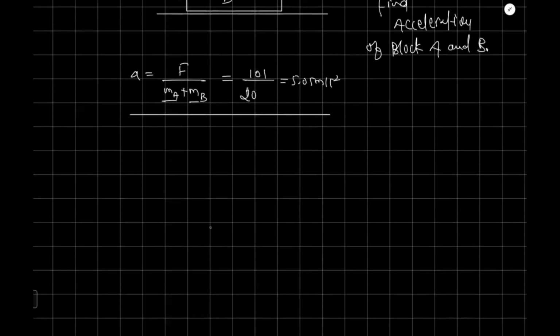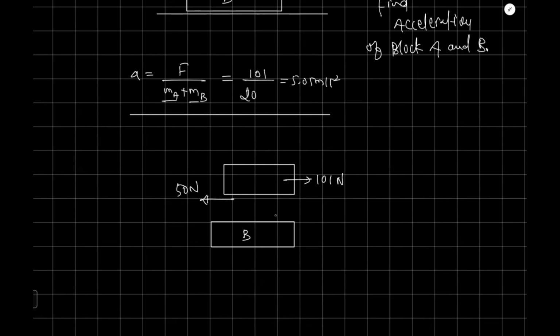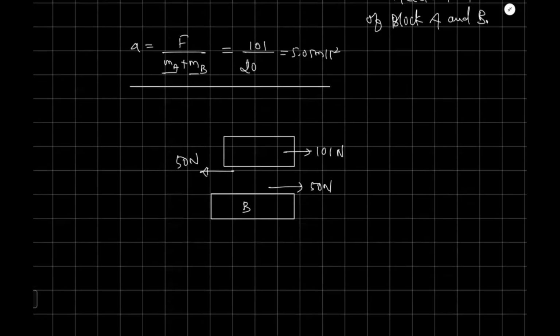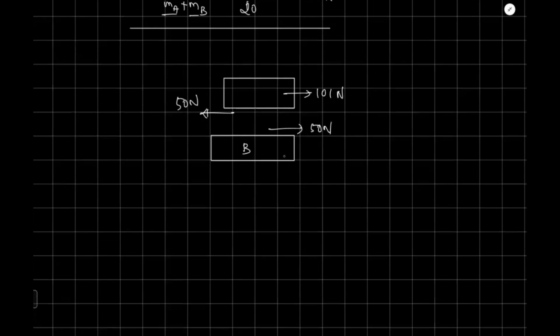If you see block B and block A also, the force acting on this one is 101 Newton, the maximum friction that can act on this one is 50 Newton backward, and on this block it is 50 Newton forward. So to find the acceleration of A: F net, that is 101 minus 50, is equal to 10 into a, the acceleration of A. So the acceleration of A is 51 by 10, which is 5.1 meter per second square.